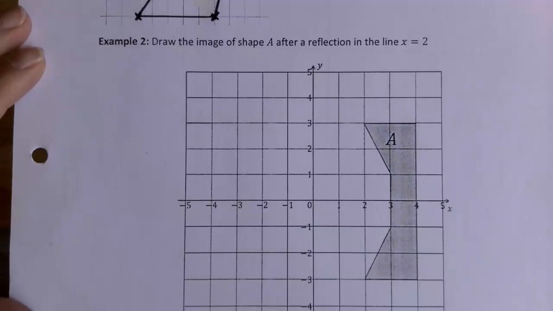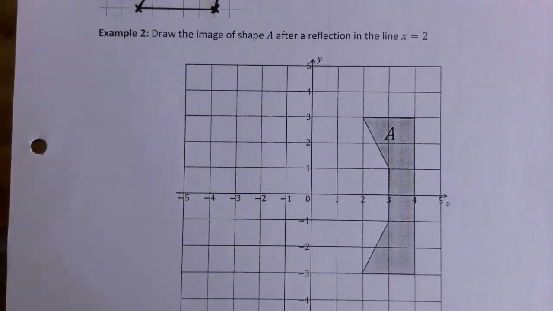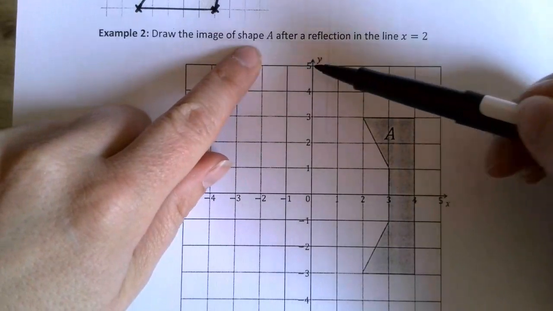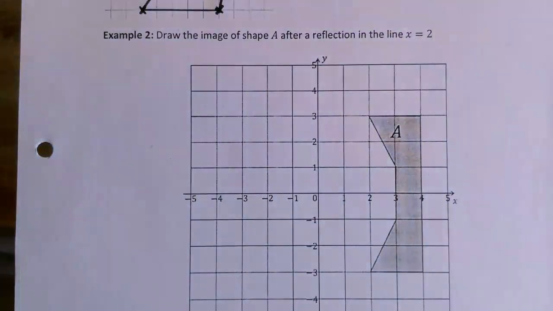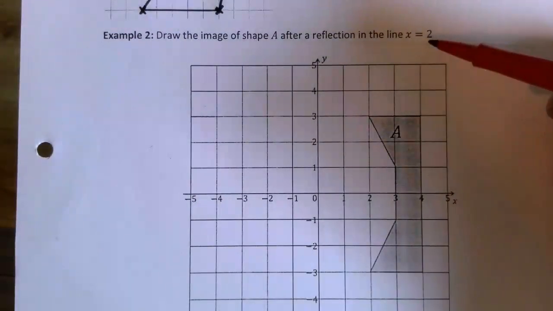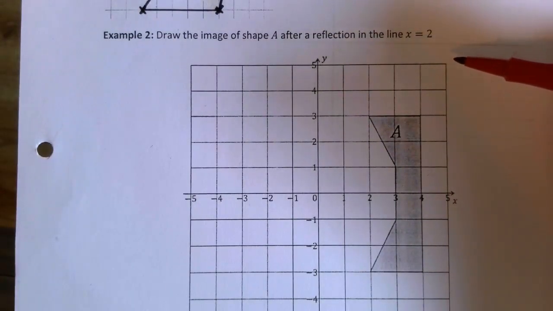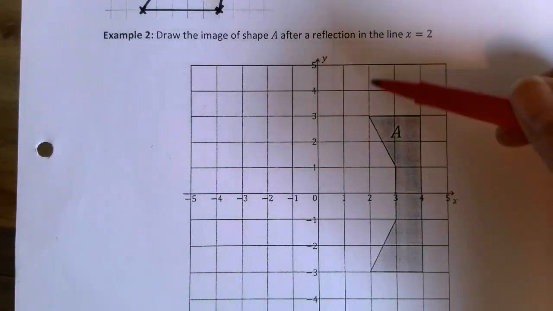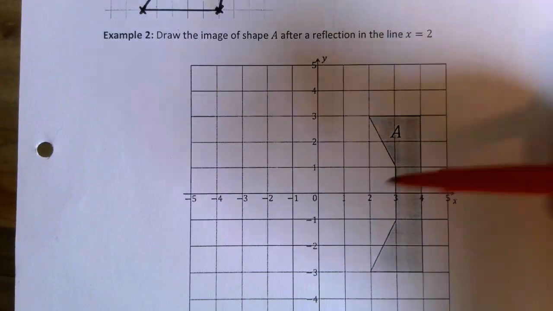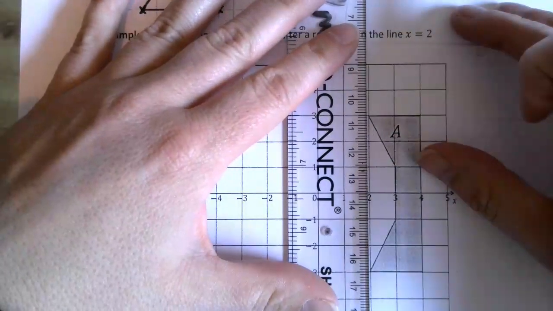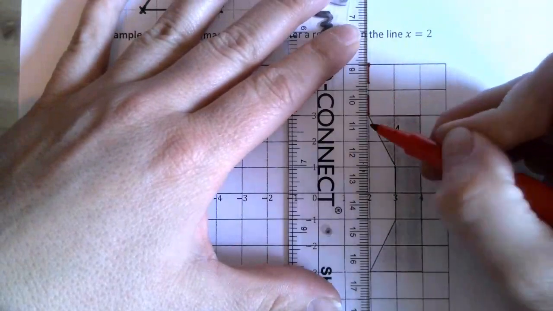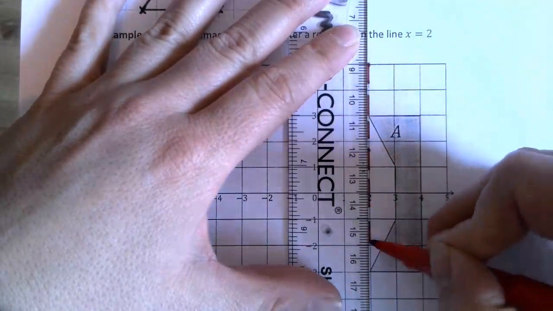Okay, example 2. This one has an extra step to it. Draw the image of shape A after reflection in the line x equals 2. The first thing we need to do is draw the line x equals 2. Lines like this, people often get confused. The line x equals 2 is the line where every single x coordinate on it is 2. So it goes down through 2 on the x-axis. I'll draw it in. It's going to be this line here. So if I draw my mirror line in here, this is the line x equals 2.